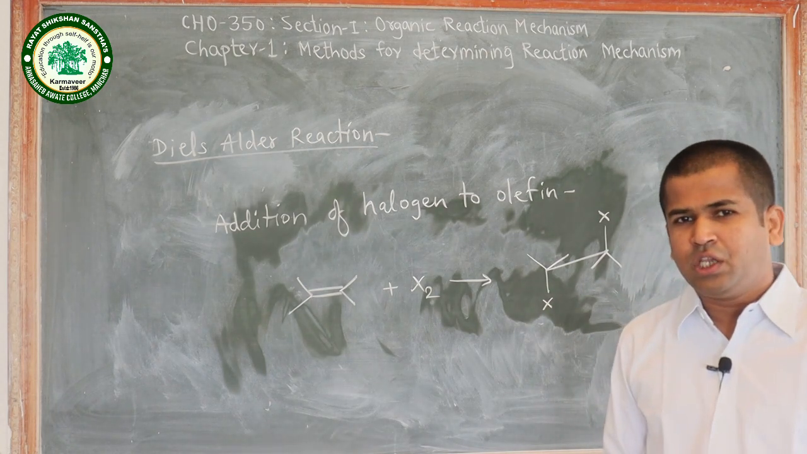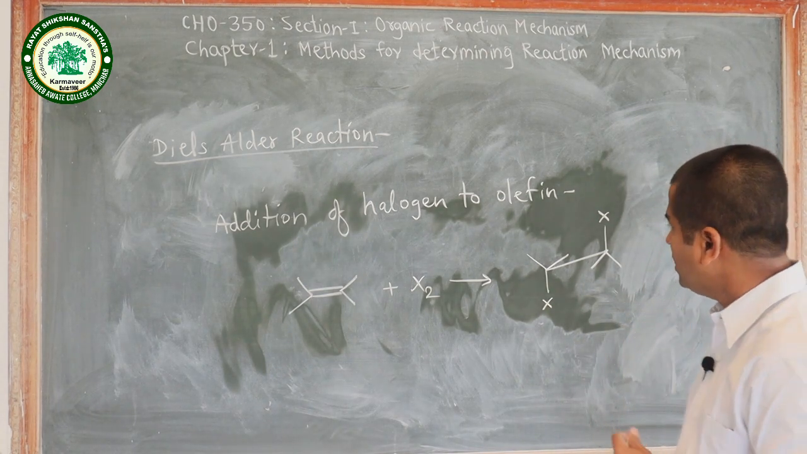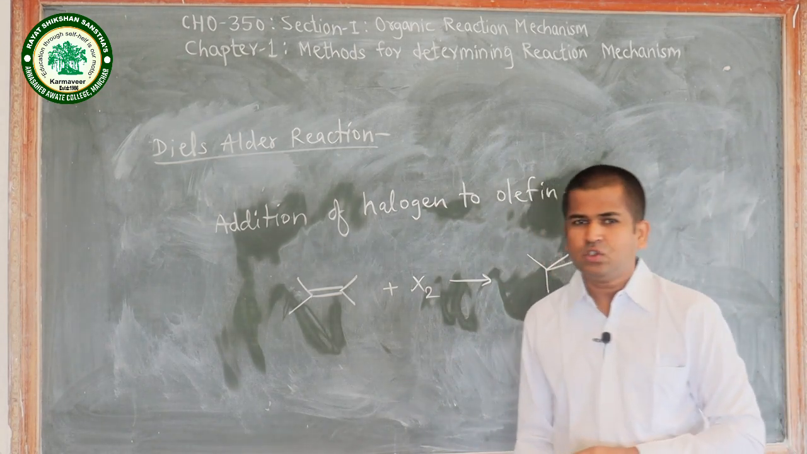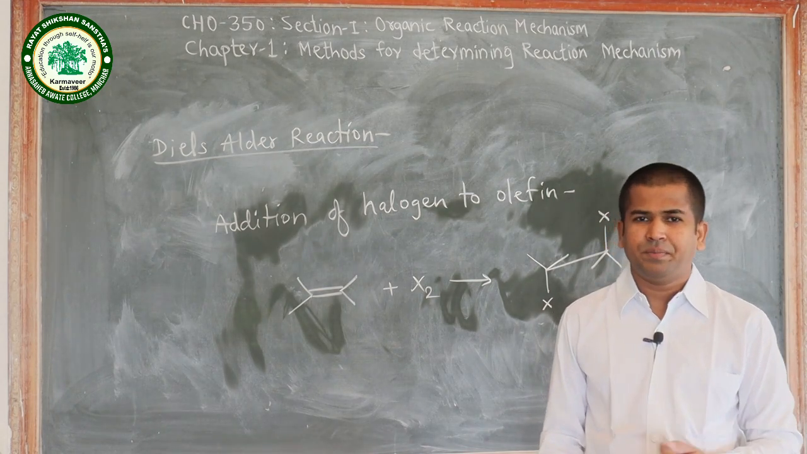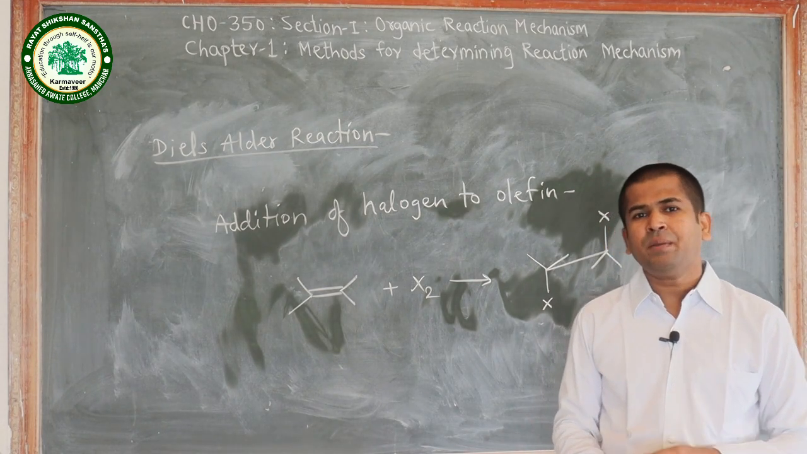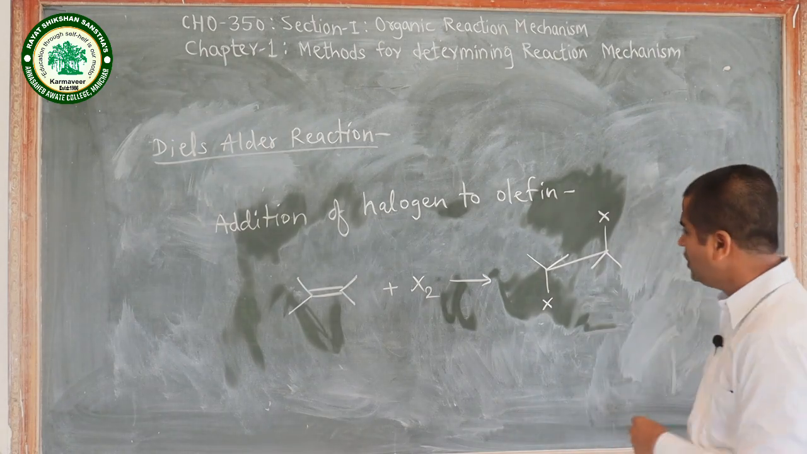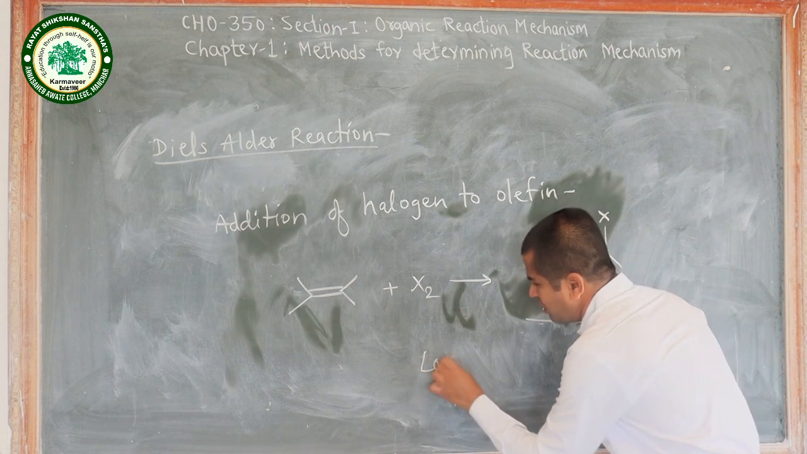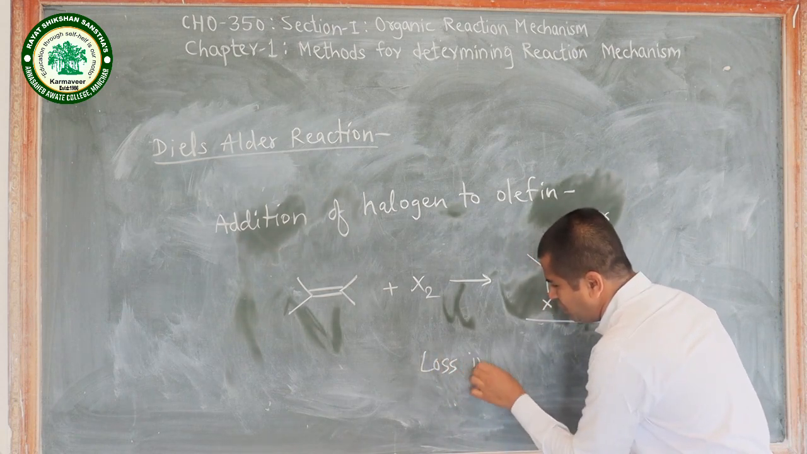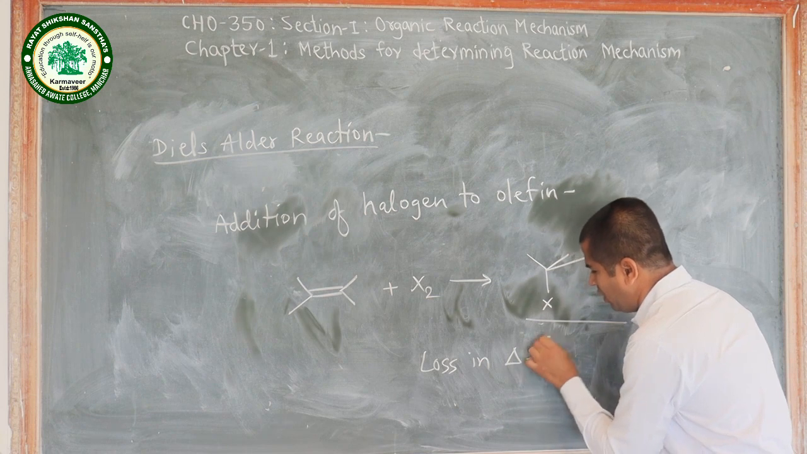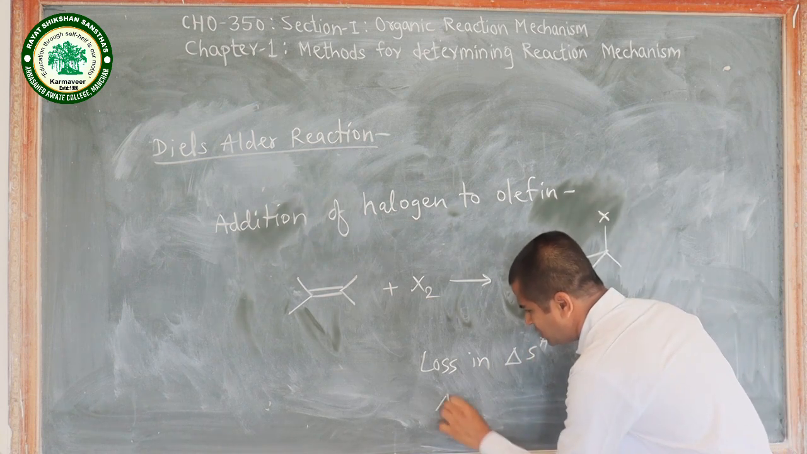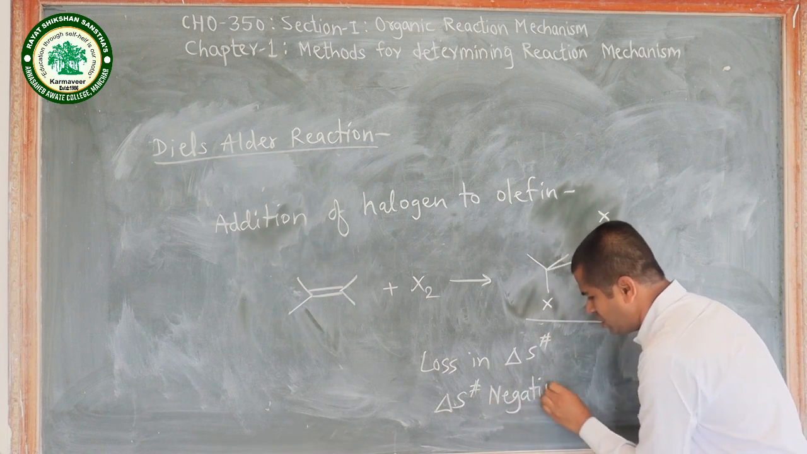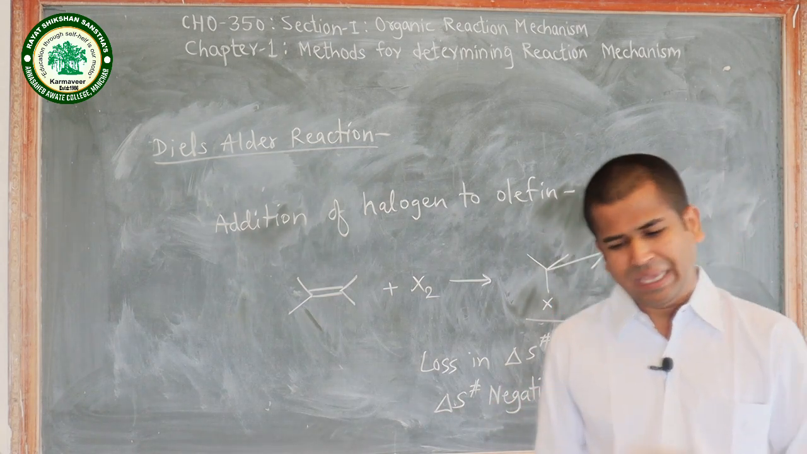Since it is a stereospecific reaction, in order to obtain this anti-product, the substrate has to lose its degree of freedom and has to come in a specific orientation in order to get this anti-product. So here also we observe loss in entropy of activation. That means the entropy of activation is negative in this type of reaction.